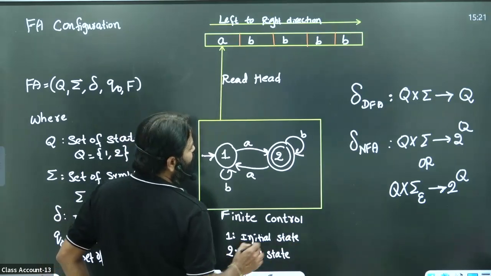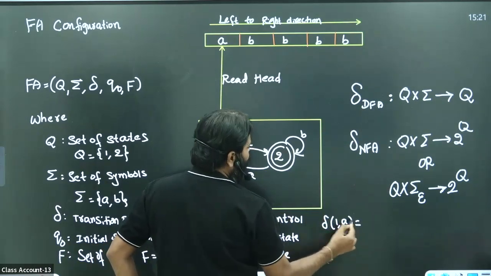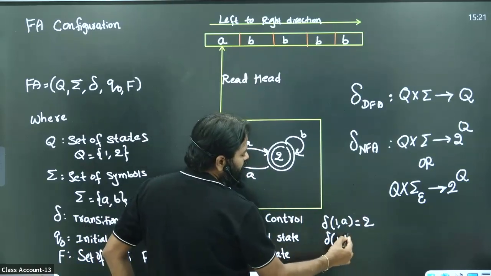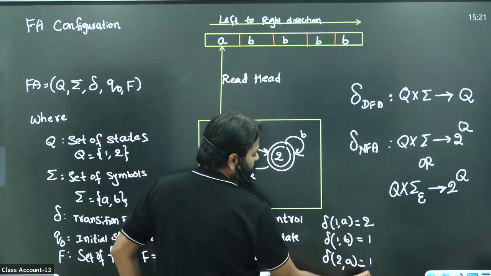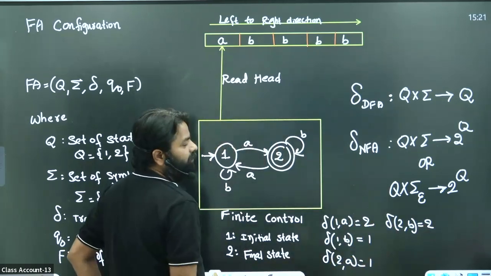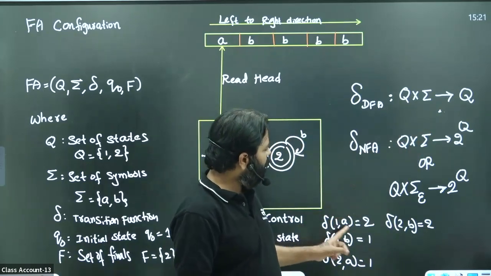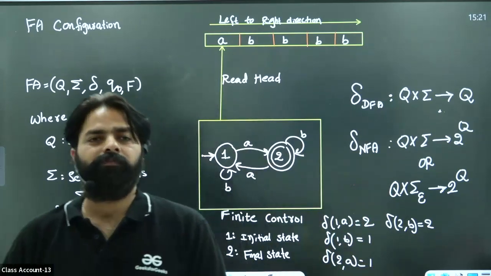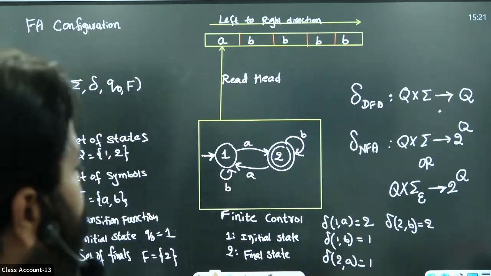What are the transitions here? Based on this definition, delta of 1 comma A goes to 2. And from 1 by reading B, it is a self loop. Delta of 2 comma A is 1 and 2 comma B is 2. So there are 4 transitions defined based on this definition, right? For the NFA definition, you should write it a different way. Q cross sigma will work, but 2 power Q means a subset should be there instead of only the element. We'll see the difference between these two, DFA and NFA.